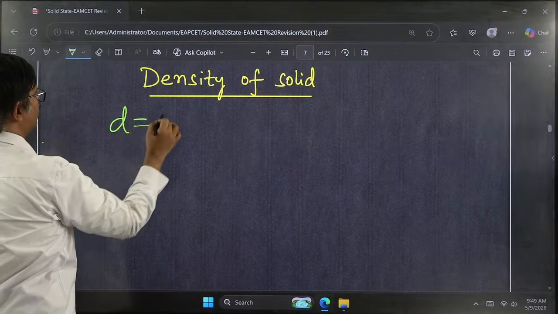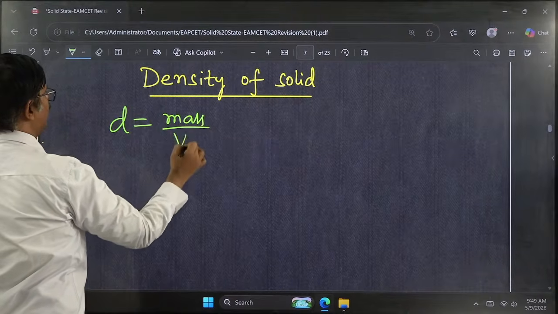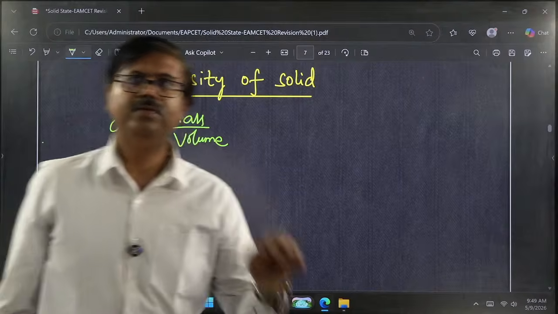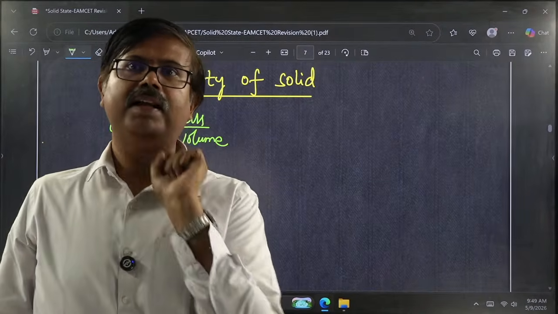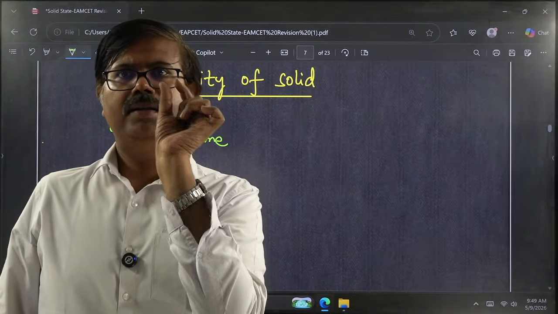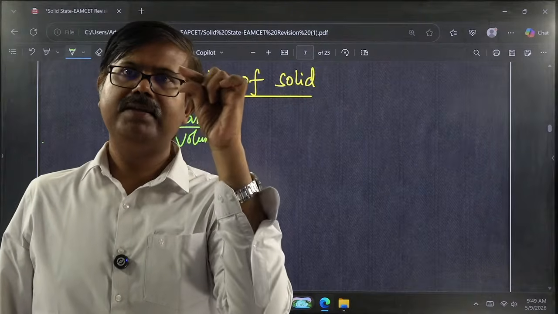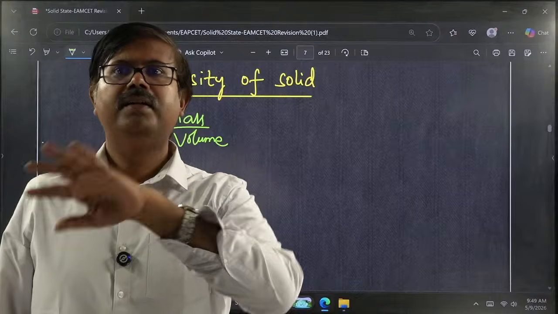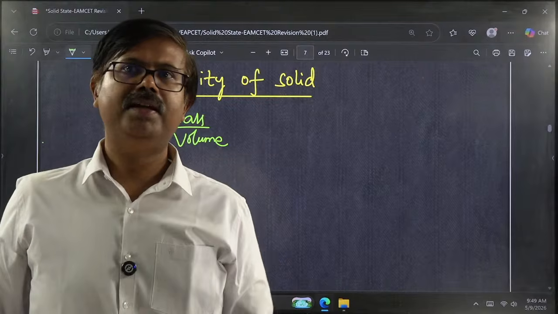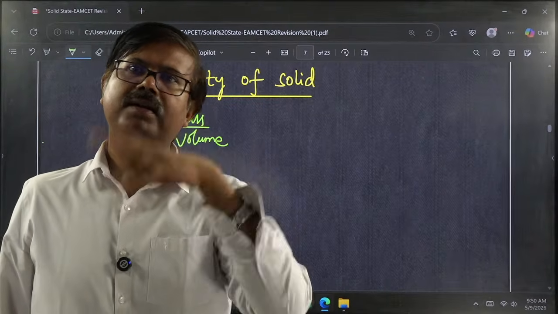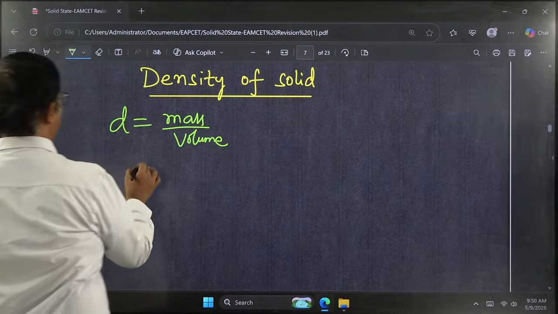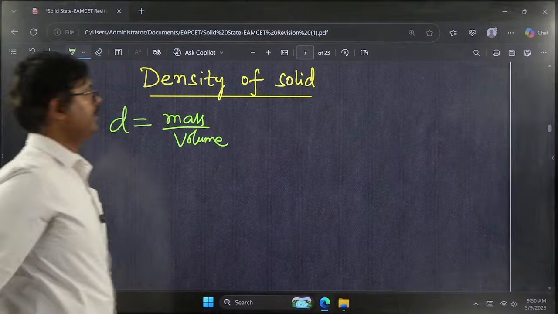Density formula is mass by volume. Now, if you find the density of the unit cell instead of the entire crystal lattice, take the smallest repetitive unit called the unit cell. If you find the density of the unit cell in the solid, then it will be the same density as the entire crystal lattice, because uniformity will be there anyway. So if you calculate per unit cell, that will be the same value for the entire crystal lattice. So mass by volume.